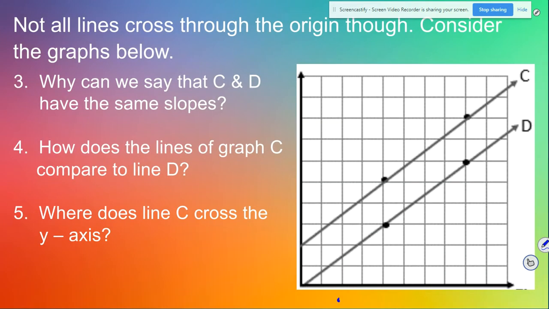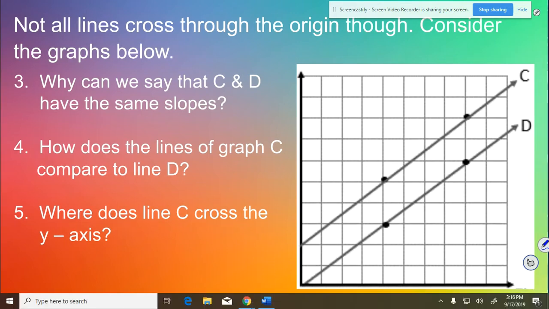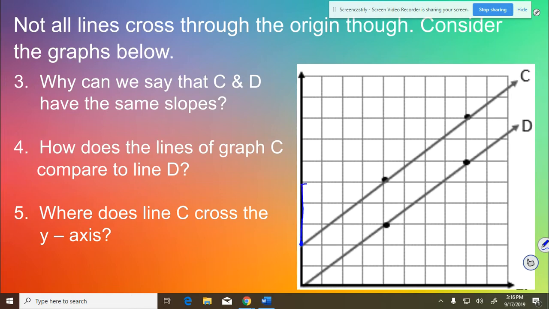Not all lines cross through the origin, though. Consider the graphs below. Why can we say that both C and D have the same slope? Well, look at them. They look parallel. If lines are parallel, they must have the same slope, but let's prove it. If we go from the origin up and over, in this case, we're going up 3 and over 4 again.